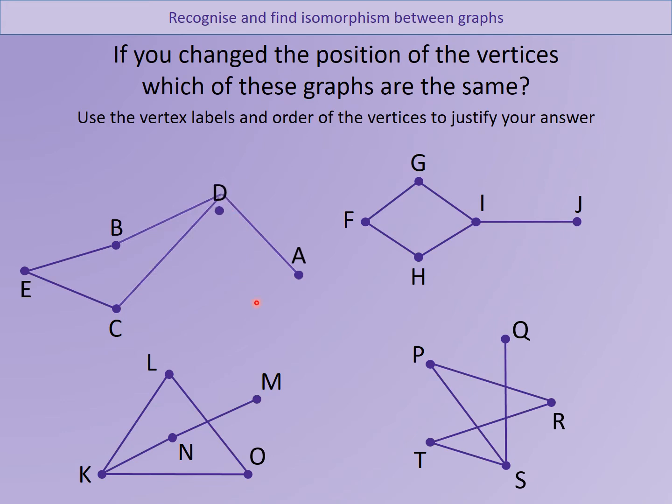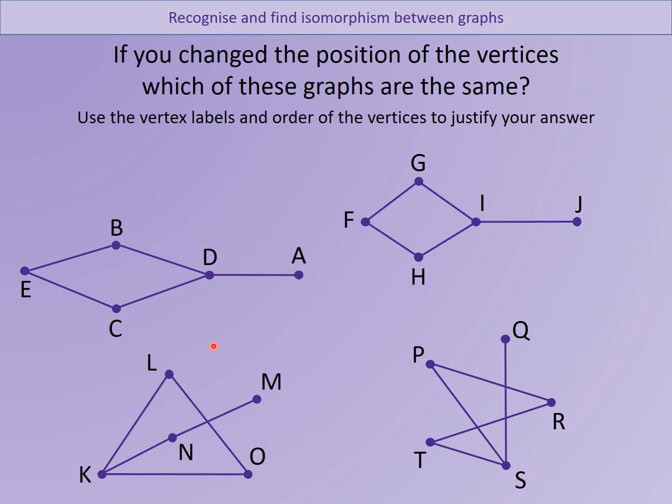And just to drop D down, just to really emphasize that, oh look, this graph here and this graph here were exactly the same graphs. A is the same as J, D was the same as I, B was the same as G, C was the same as vertex H, and E was the same as vertex F. Those two graphs are the same.